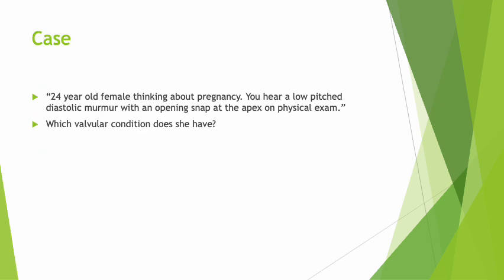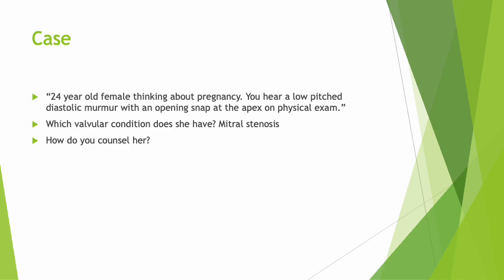And what about a 24-year-old female thinking about pregnancy? You hear a low-pitched diastolic murmur with an opening snap at the apex on physical exam. Which valvular condition does she have? So again, remembering our buzzwords here, the apex is going to be the mitral area, and then the opening snap is a clue for our mitral stenosis. So she has mitral stenosis.